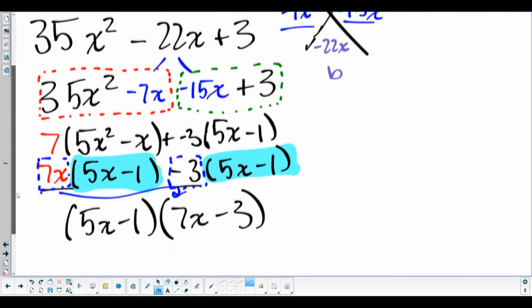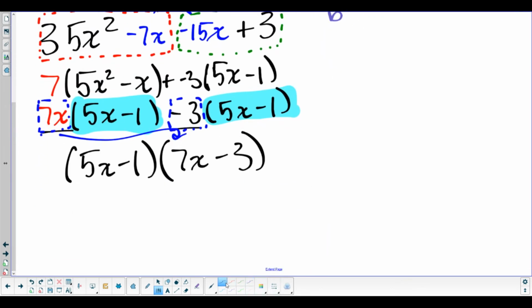This might be nice for you. It might not be. If you want to stick to the area model, then be my guest. But if this way makes sense to you, it is a little more rewarding because it feels a little more tricky. It feels like you really did something with this one, you know what I mean?